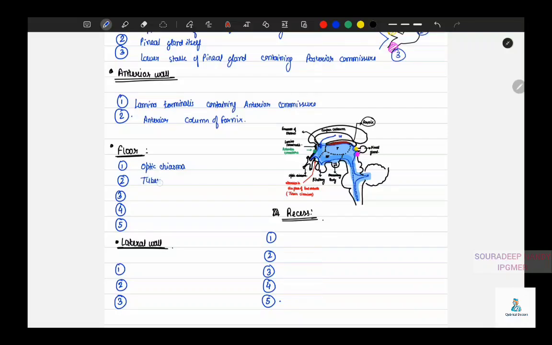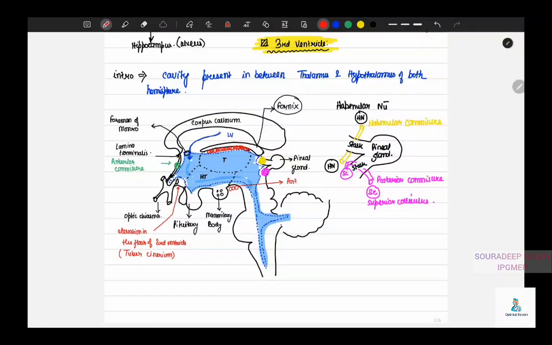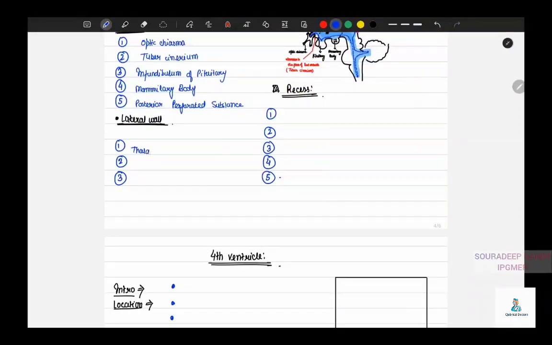So coming to the floor, it is formed from anterior to posterior by optic chiasma, tuber cinereum, infundibulum of the pituitary, mammillary body, and the posterior perforated substance. So here lies the posterior perforated substance. This posterior and anterior perforated substance will be discussed during our cerebral circulation video.